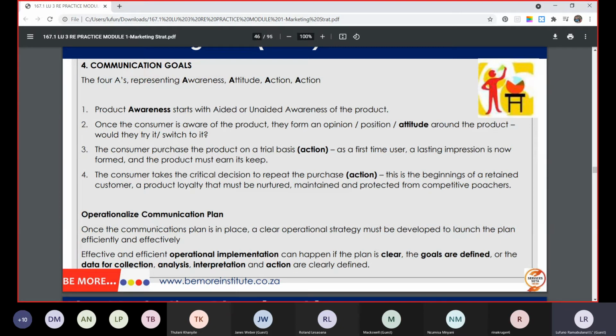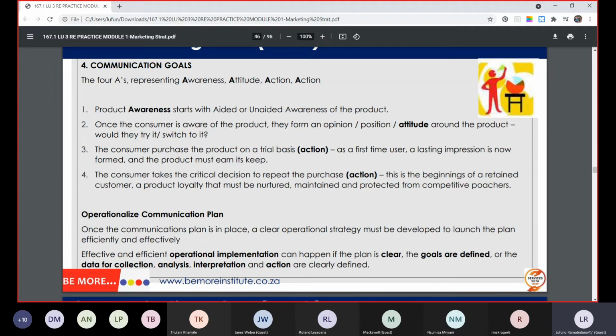As a first-time user, a lasting impression is now formed, and the product must earn its keep. So the first action that gets taken is to try out the product. If the product is good, it must prove itself so that the consumer will be able to keep the client. The consumer takes the critical decision to repeat the purchase. This is the beginning of retaining a customer. A product loyalty that must be nurtured, maintained, and protected from competitive poachers. So the market is full of vultures, the competition and all that.